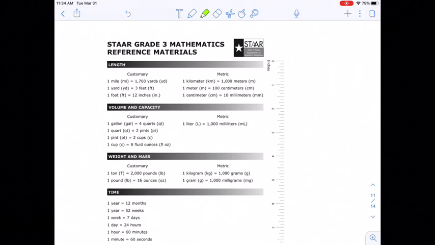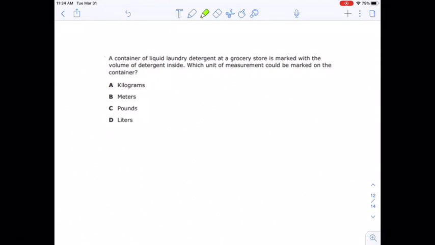Today we're going to wrap up what we've learned this week about volume and capacity and weight and mass, and we'll be using customary and metric, so we're going to be really careful to pay attention to what our questions are asking us. I've copied some questions from old STAR tests that we're going to use to see how we could be asked questions about what we've learned this week.